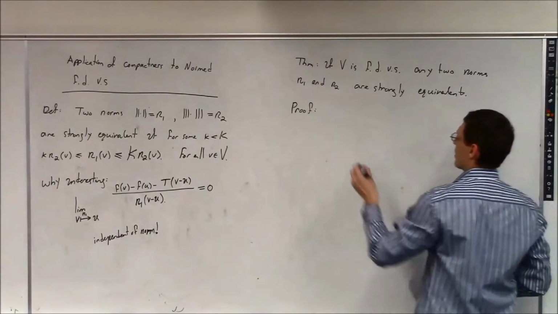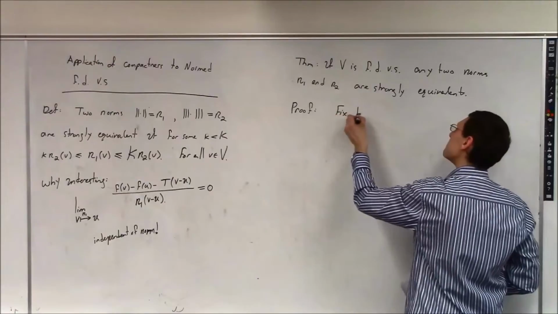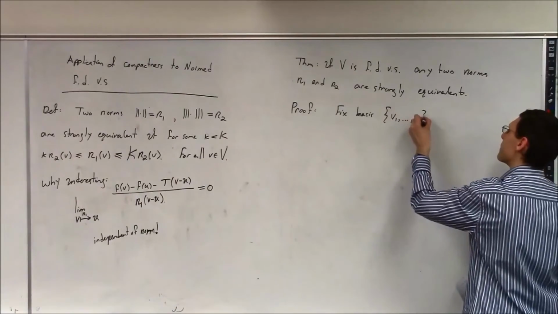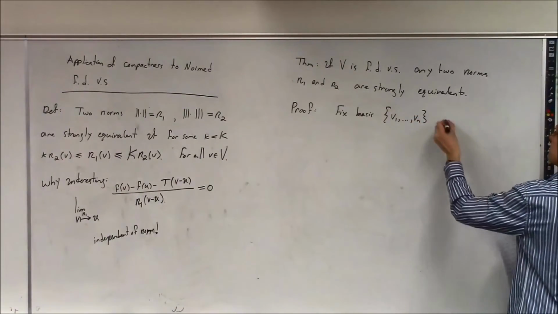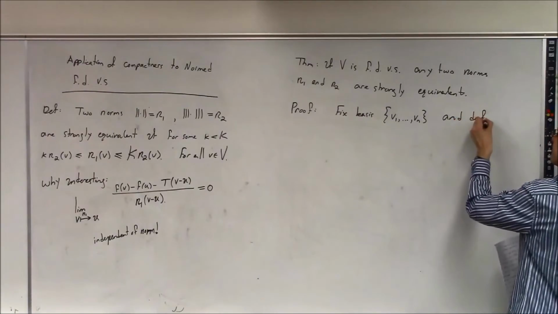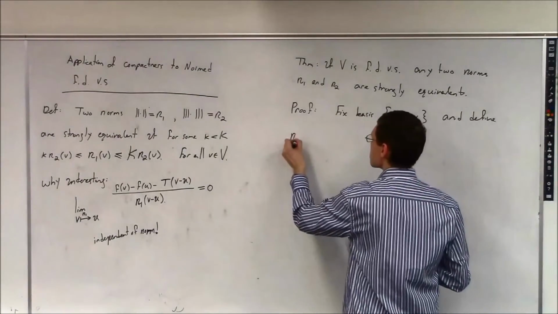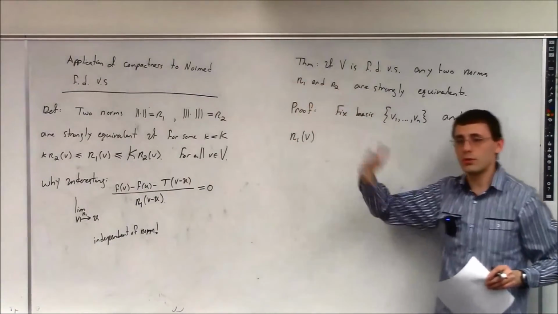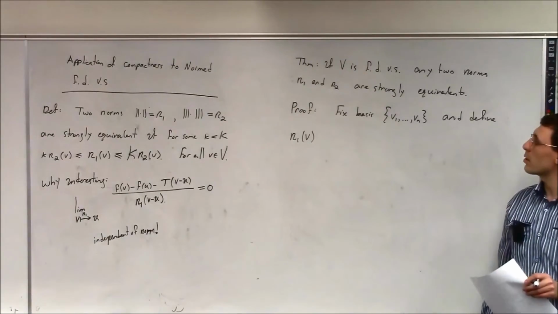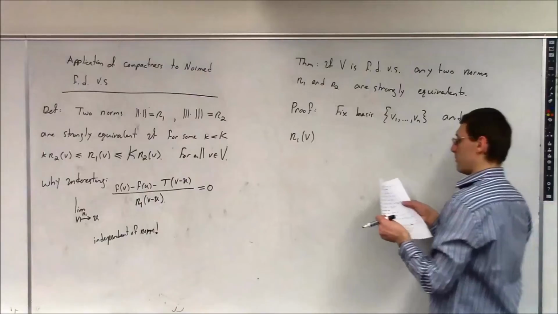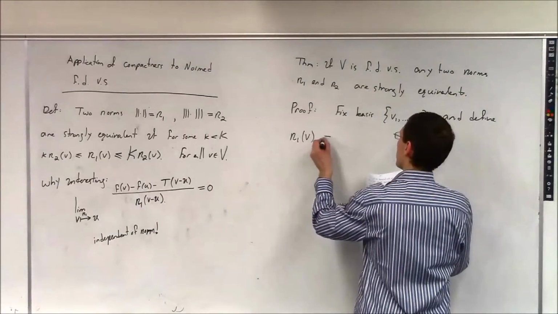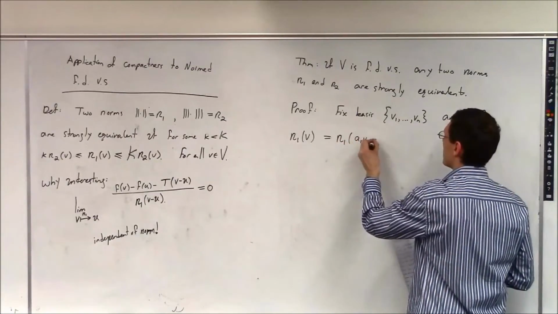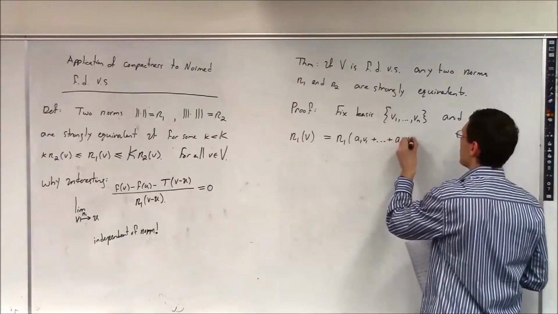Proof. So first we're going to fix a basis v1 through vn. Define n1 to be a very concrete norm and n2 to be any norm. So I'm going to show that every norm is strongly equivalent to a very concrete norm. The way I'm going to define n1 of v, given this basis, is n1 of a1 v1 plus ... plus an vn.